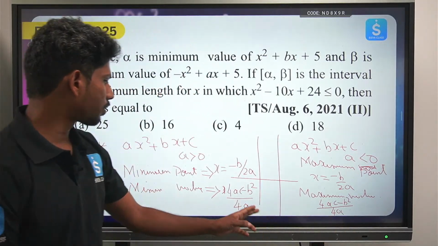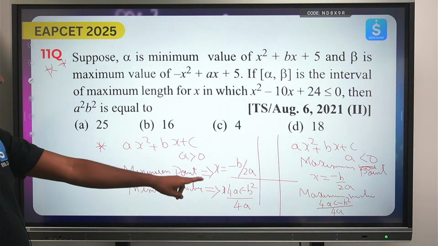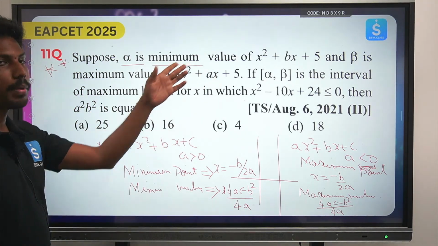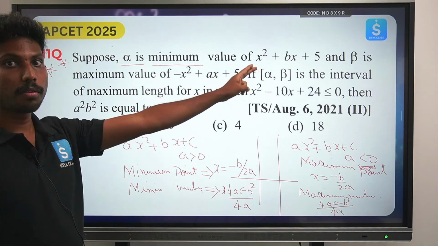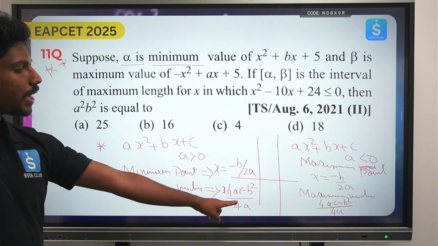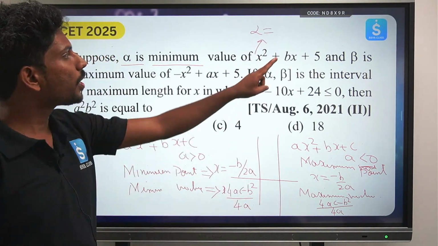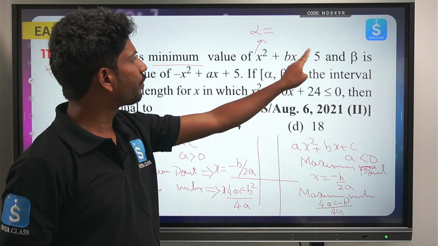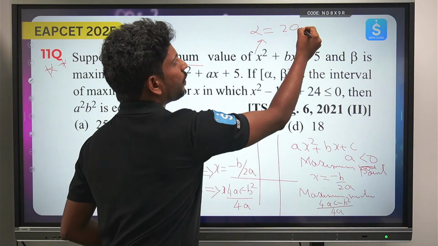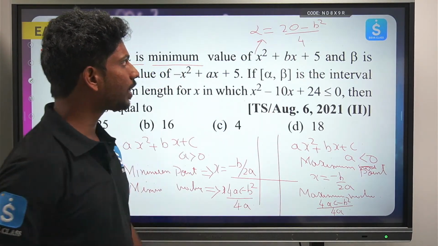Remember these two values: 4ac minus b square by 4a at x equals minus b by 2a. Now from the given note points, find it directly. Suppose alpha is the minimum value. He is saying minimum value, so the minimum value is nothing but 4ac minus b square by 4a. So write the alpha value directly: 4a is 1 into 5, 4 into 5 is 20, 4ac minus b square, where b square has coefficient of x, by 4a, that will be 4. So here we have the alpha value.